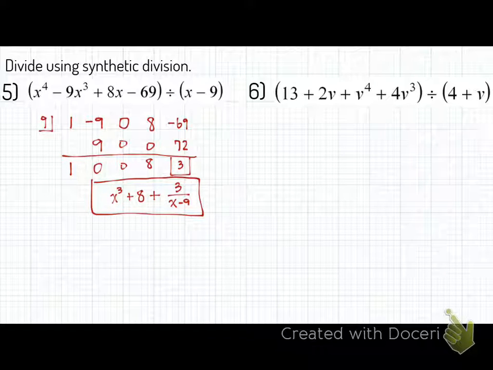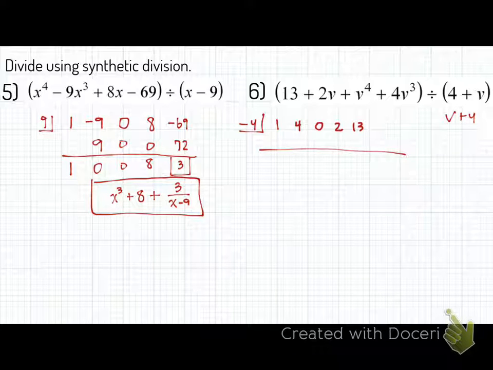I'll let you do this one on your own, and I'll come back in 3 minutes. Go. Okay, so on this one we have v to the fourth as the largest exponent. So what's the coefficient there? There's a 1 there. So I'm going to start with 1, and then v to the third. Are there any v to the thirds? Yeah, 4. And then are there any v squareds? No. V to the first, there's a 2, and then there's a 13. Then 4 plus v is like saying v plus 4. It's the same thing, so your a is going to be negative 4. You see that?